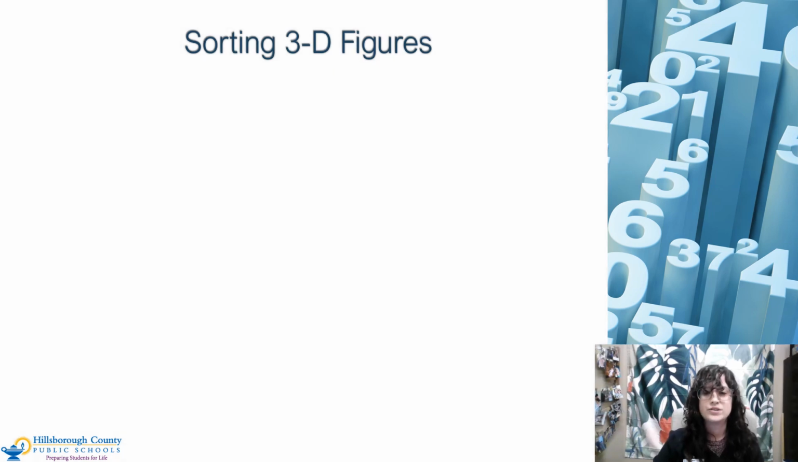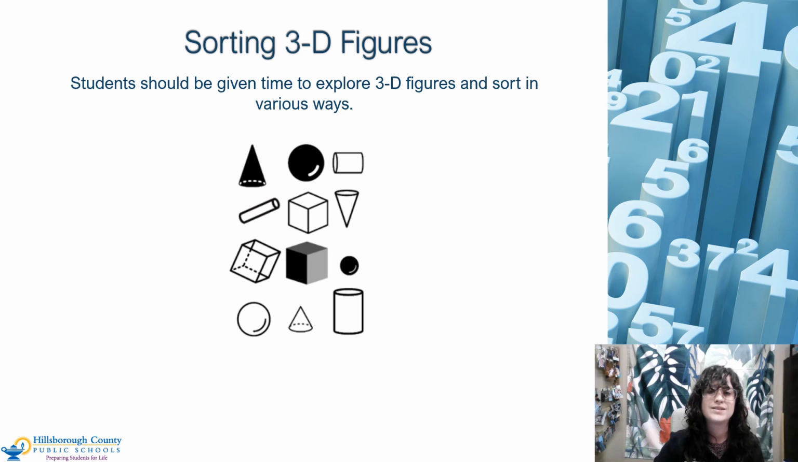At the beginning of this unit, students should be given a lot of opportunities to sort 3D shapes, and this should be done with a lot of different sizes and colors and different types of concrete models, as well as even pictures and representations. When students are using those concrete models, they can physically touch the shape and begin to understand the defining attributes. So take a look at the shapes on your screen, and I want you to think about how a student might sort these.